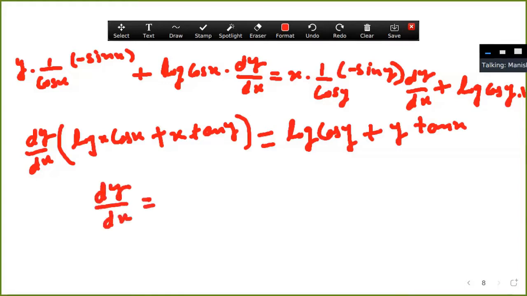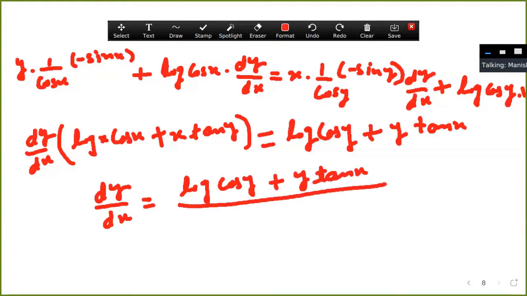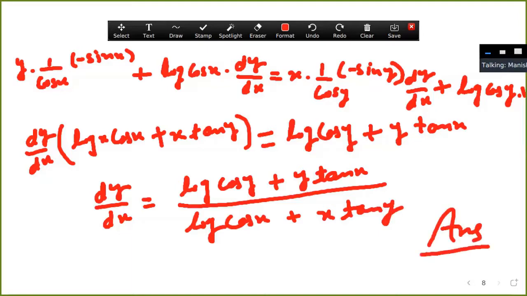What is dy upon dx? Dy upon dx will be equal to log of cos y plus y tangent x upon log cos x plus x tangent y. This will be the answer of question number 14. This is question number 14 continued.